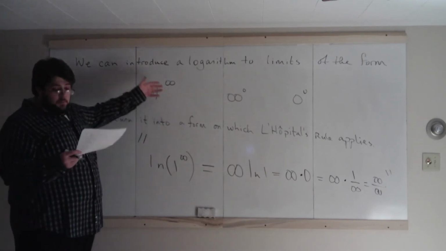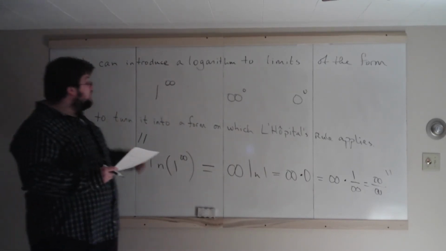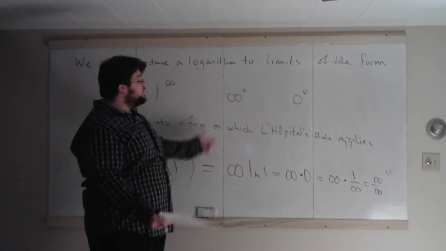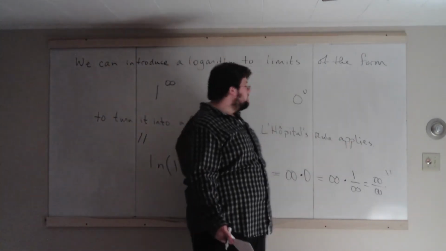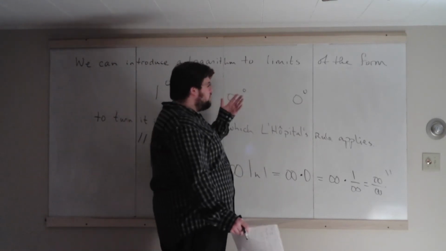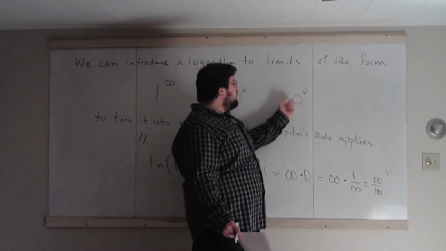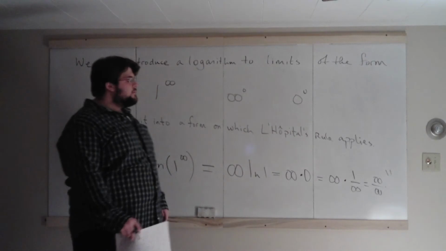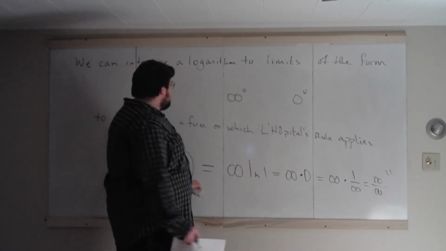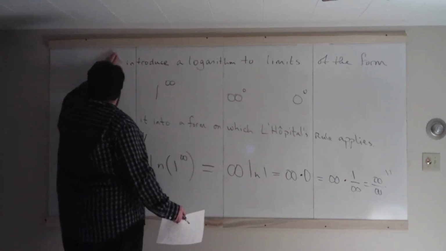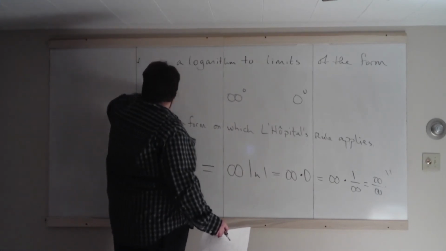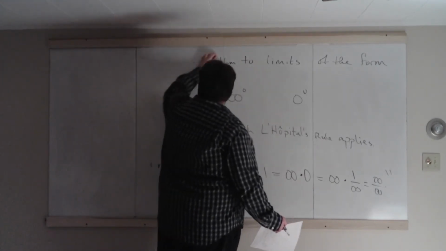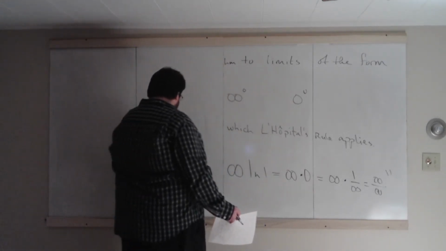And the other two are similar. The other two, well, this would become 0 times log infinity, 0 times infinity, and then infinity times 1 over infinity. Well, I guess I should say 1 over infinity times infinity. This one, 0 times log 0, 0 times negative infinity, and then 1 over infinity times negative infinity, and then apply L'Hopital's rule. So let's look at a couple examples of how this would work.